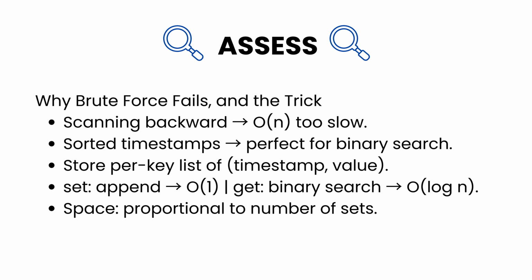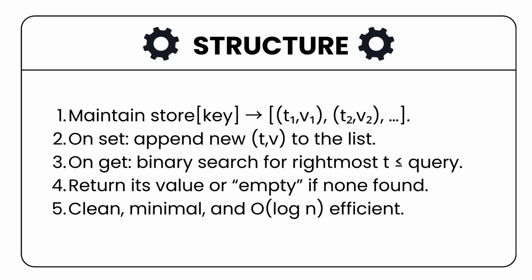Naively scanning backwards at get is O(n) and too slow. Because per key timestamps are sorted, we can binary search the last timestamp not exceeding the query, in O(log n) time. We'll store a dict of key to a list of (timestamp, value), or two parallel lists, append on set, and use bisect_right on get. Keep store as dict of str to list of tuple int, str. Set: store key, append timestamp, value. Get: binary search that list to find the rightmost pair with t less than or equal to the query.